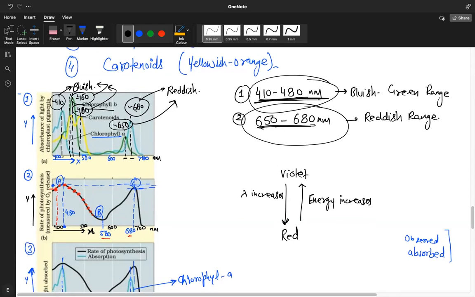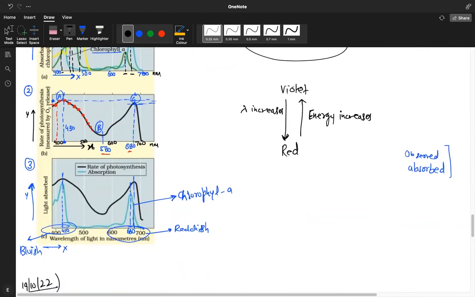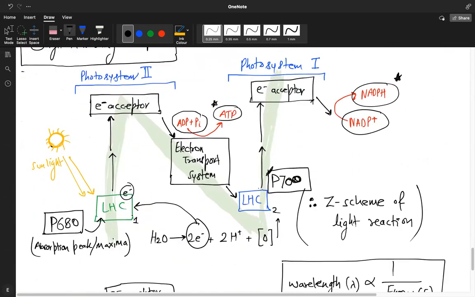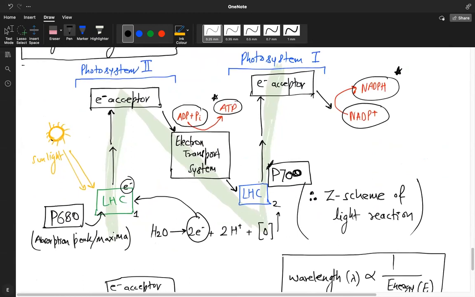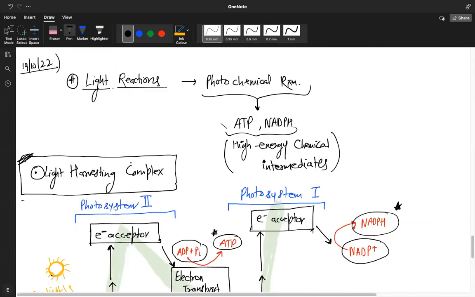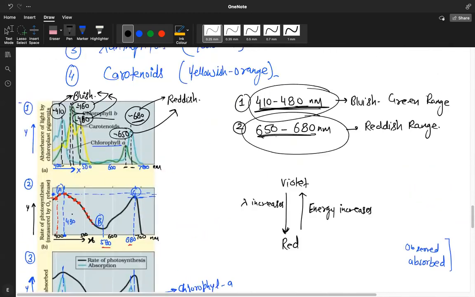So where have we figured out the maxima for chlorophyll A? One is at 410 and the other is at, can you see here for this blue? What is the peak for this blue? This blue line is for chlorophyll A. What is the peak? 680. And what is the peak at which LHC1 gets excited? 680. So does this tell you that in the reaction center, the only pigment present is chlorophyll A? Because if it was something else, the peak would have been something else, correct?